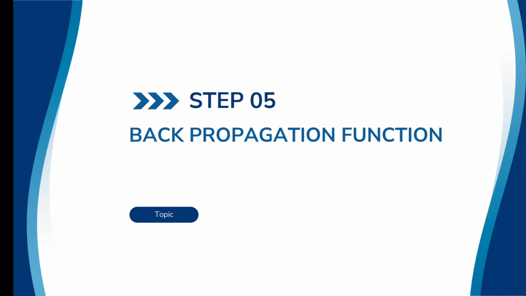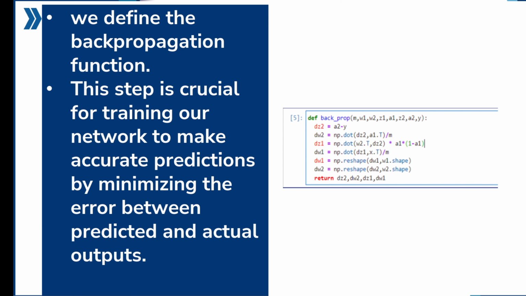So this is the backward propagation function. We define the back propagation function. This step is crucial for training our network to make accurate predictions by minimizing the error between the predictions and the actual output. So this is for back propagation.